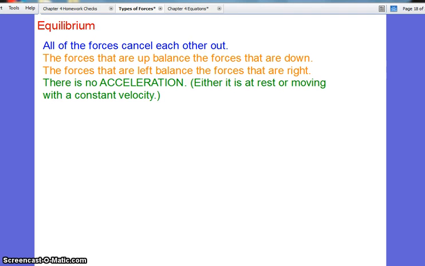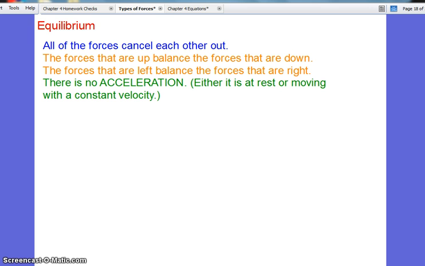This is the first in several tutorials on equilibrium and working through some problems. And equilibrium is exactly what it sounds like. The forces equal each other or cancel each other out. So all the forces that are up balance out the forces that are down. The forces that are left balance out the forces that are right.